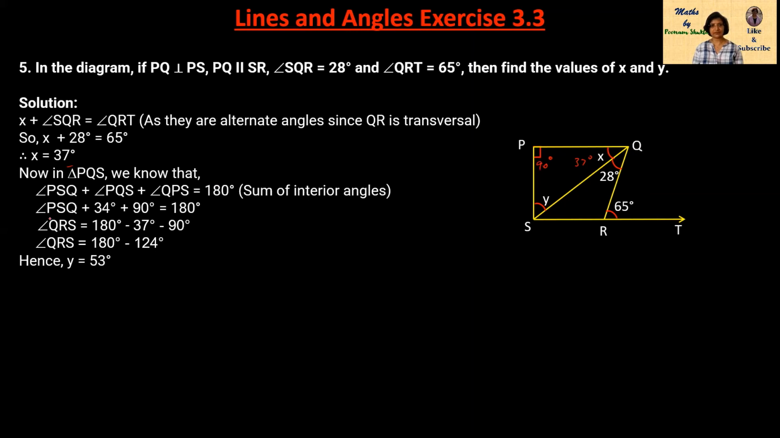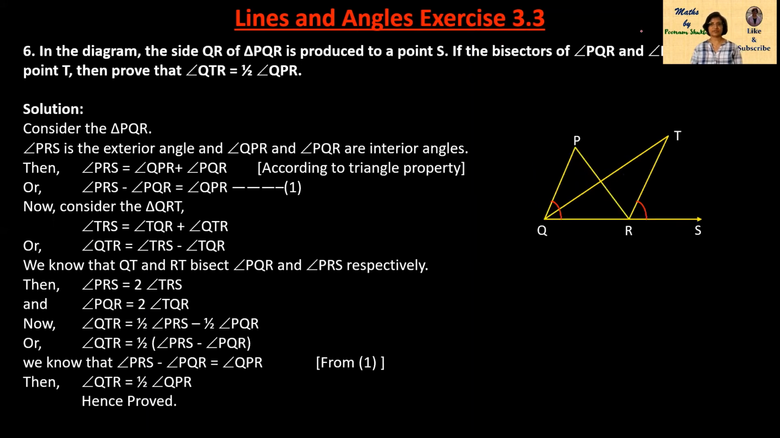So we can find out the value of PSQ by putting these values in this expression. So while we are putting this value, we get 180 minus 124, and which is 53 degree. So we got 53 degree value of Y. So value of X is 37 and value of Y is 53 degree. We go for question number 6.